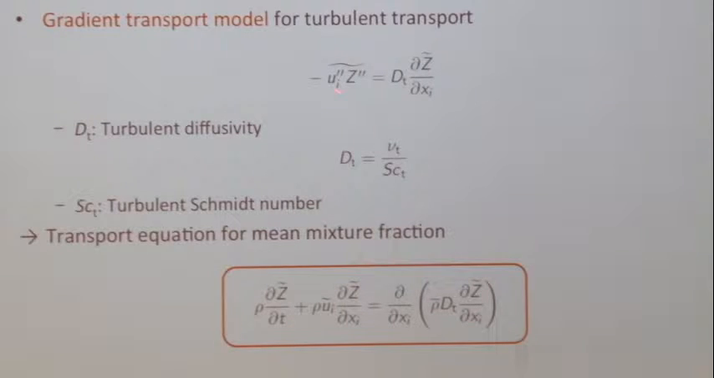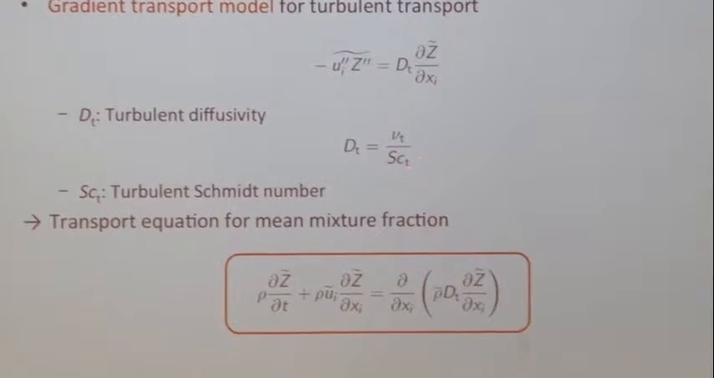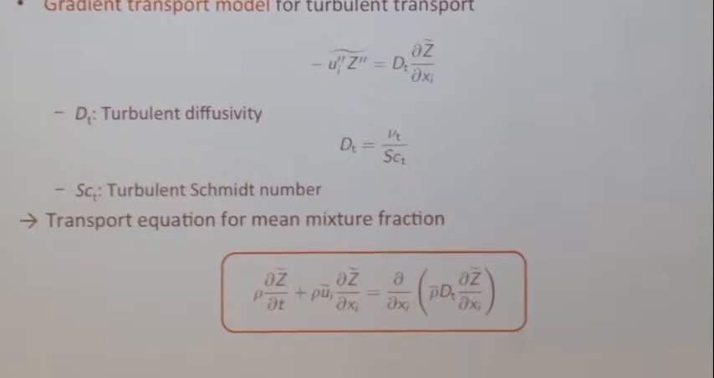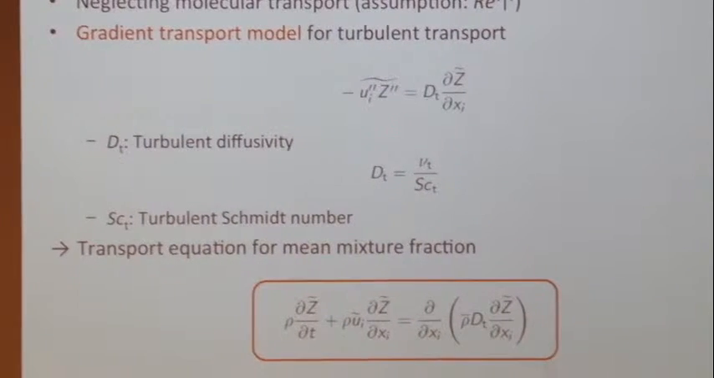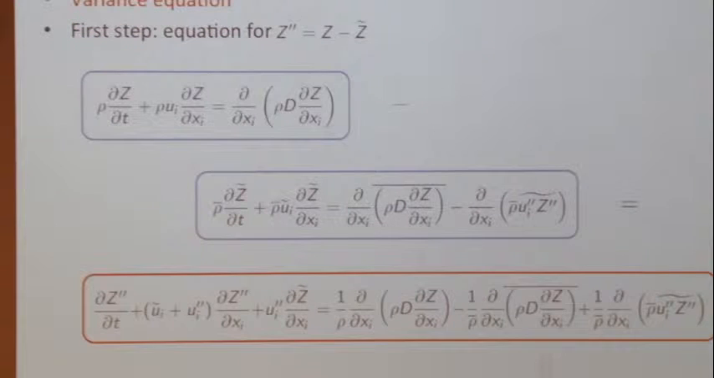So here, gradient transport assumption for this, we have a D_t. And the D_t, if you assume a constant turbulent Schmidt number again, whatever the value is, choose whatever you want or whatever is good for you. People sometimes use 0.7 for this. And we relate it back to the eddy viscosity. We have a model for that already. Okay, so this is the equation here.